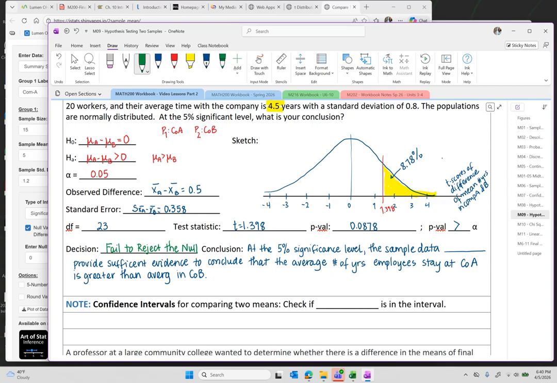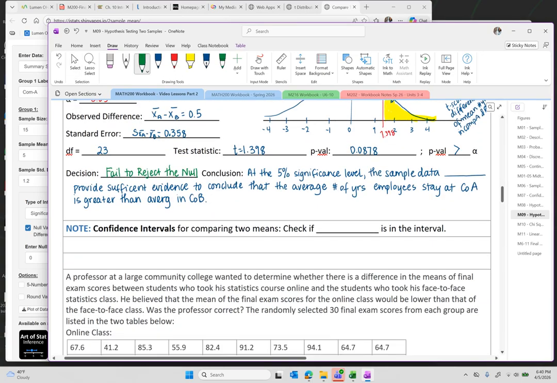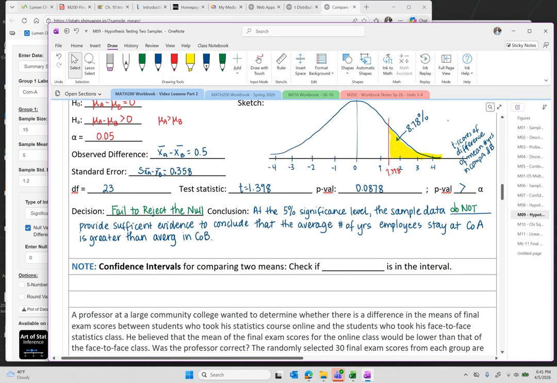And the conclusion is that at the 5% significance level, the sample data do not provide sufficient evidence to conclude that the average number of years employees stay at company A is greater than the average number of years they will stay in company B.